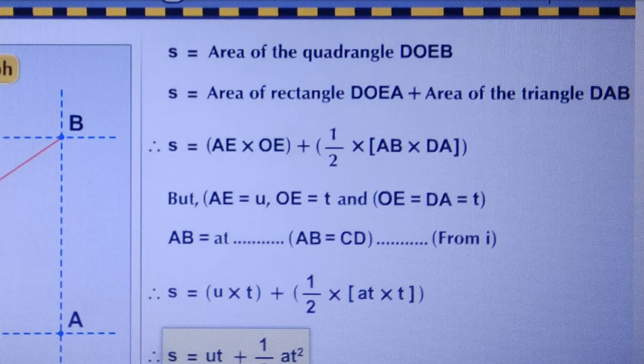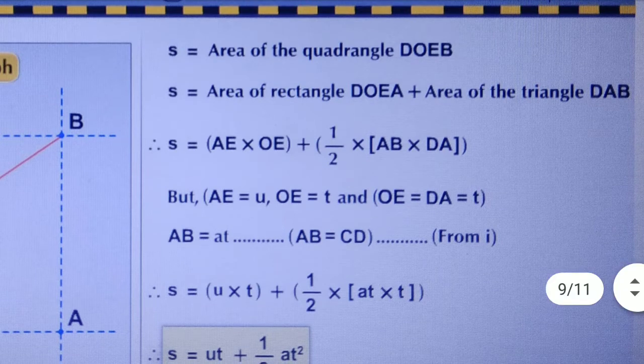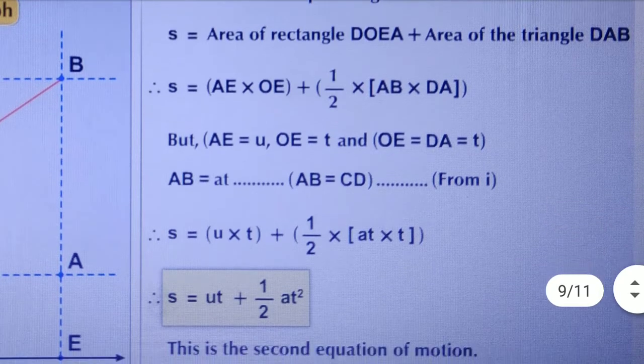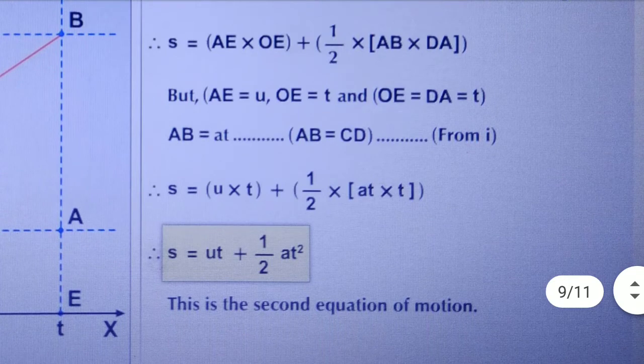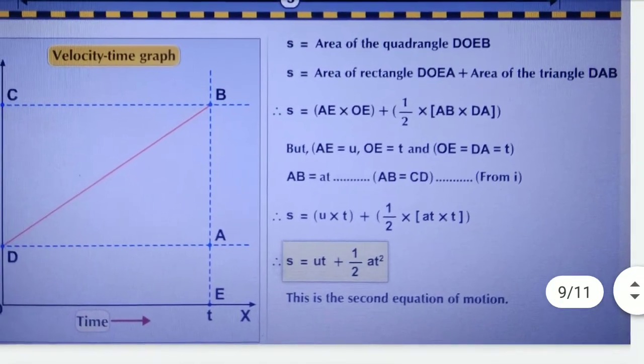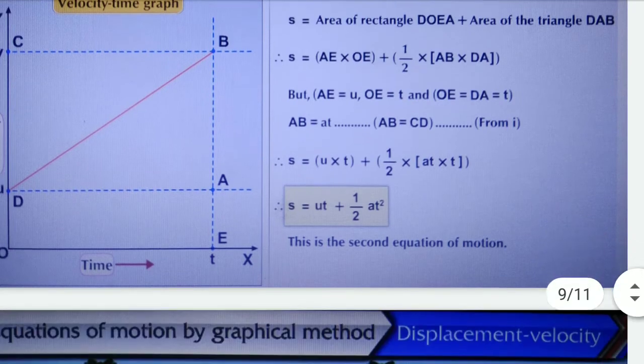Therefore, AB is equal to AT, and we know that AB is equal to CD from equation 1. Therefore, by putting the values, we get S is equal to U into T plus 1/2 into AT into T. That is, we can find out S is equal to UT plus 1/2 AT square. This is the second equation of motion.